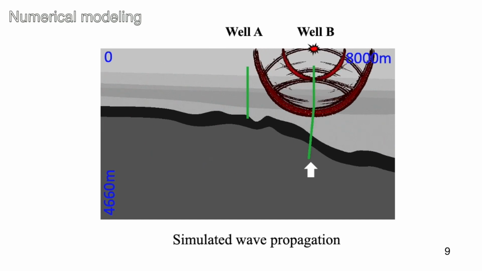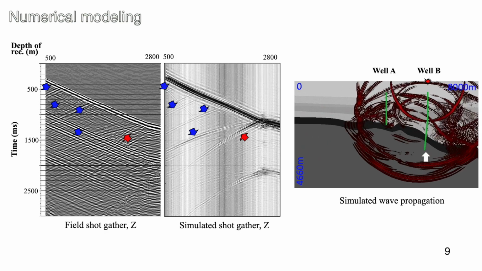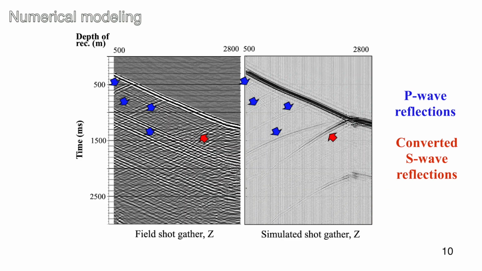The similarly good coherence between the simulated and field record repeats for well B in the displayed near offset shots. It indicates that we have a reasonable initial velocity model to start with. It's noticeable that the converted wave at the top of the basement is pretty strong, even at the near offset shots. Moving on to the imaging strategy.